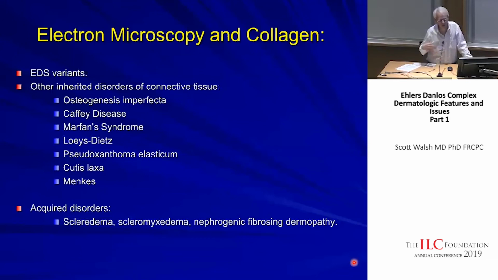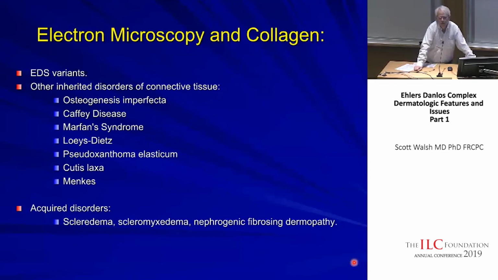Pseudoxanthoma elasticum, another problem with elastin and calcification. Cutis laxa, where you have too little elastin. Menkes syndrome, where you don't have the cofactors you need for elastin. So it's not specific to Ehlers-Danlos. It tells you there's a problem with the matrix.